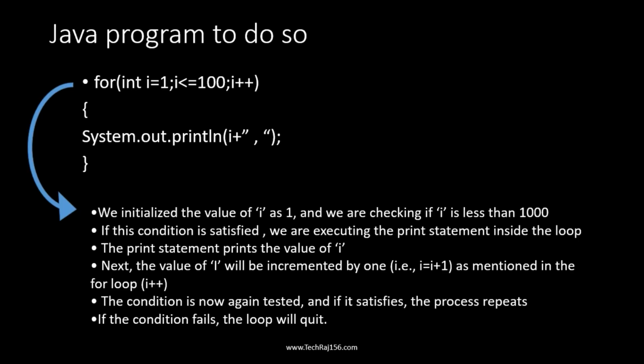And when will the condition fail? As soon as the value of i reaches 1001, the condition is going to fail, because i is no longer less than or equal to 1000. When I say the condition fails, it means that the loop is going to be terminated. And now let's talk about nested looping.